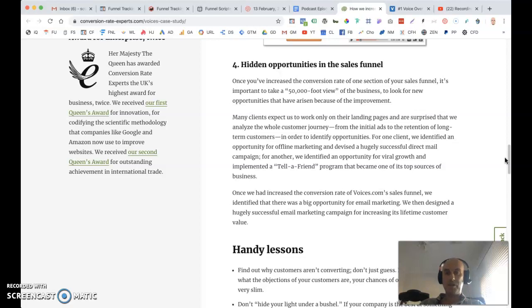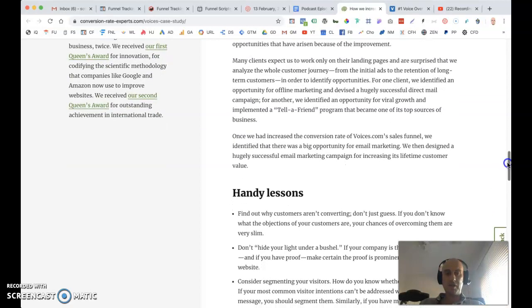And then they've got an example here. For one client, we identified an opportunity for offline marketing and devised a hugely successful direct mail campaign. And then for another, we identified an opportunity for viral growth and implemented a tell a friend program that became one of its top sources of business. So that's an excellent point. Rather than just focusing on a couple of landing pages, it's a lot better if you can actually focus on the big picture and see where the big wins can really bring in the dollars.